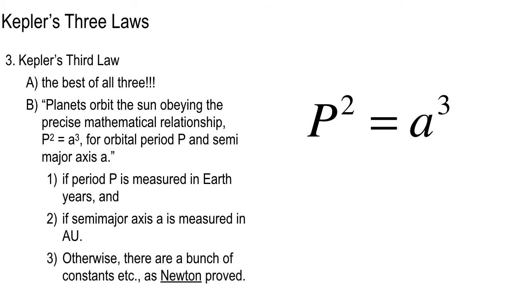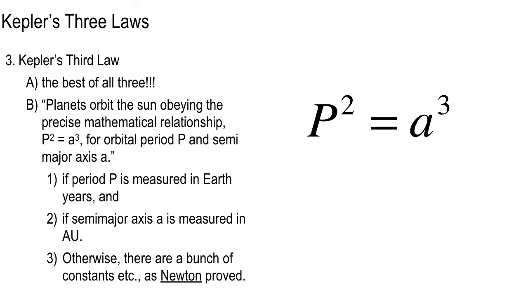Nowadays, if you're outside of the solar system, you can't necessarily use astronomical units because you're not in the solar system. If you use other units like light seconds or days, then there's a bunch of other constants, as Newton proved. We'll talk more about Newton's law of universal gravitation on Thursday, but we're going to look at the full version that Newton figured out in just a second.